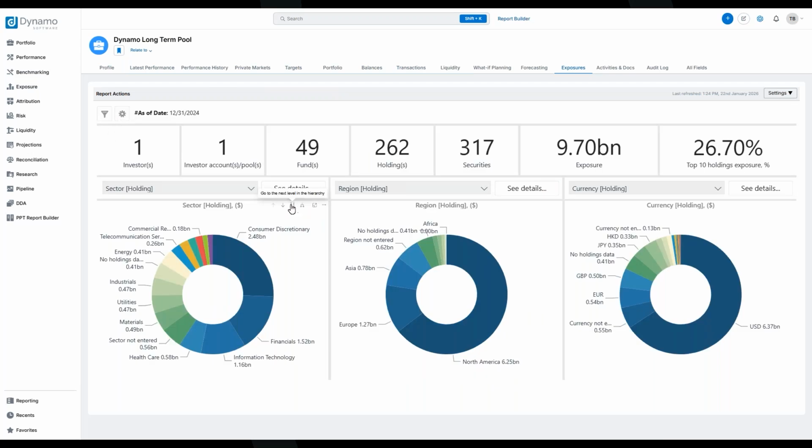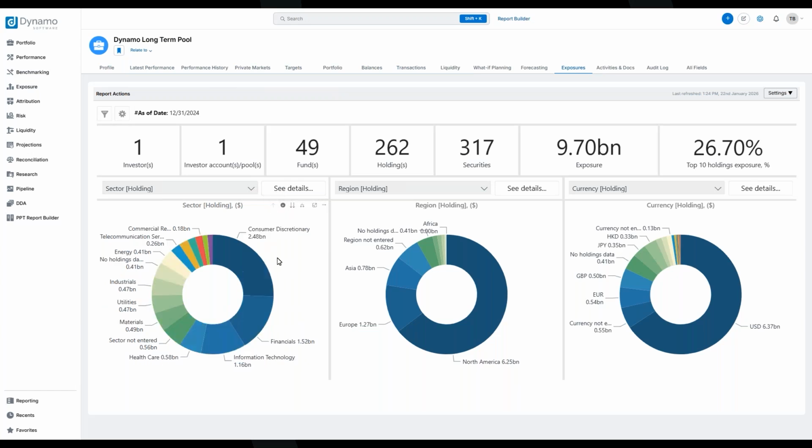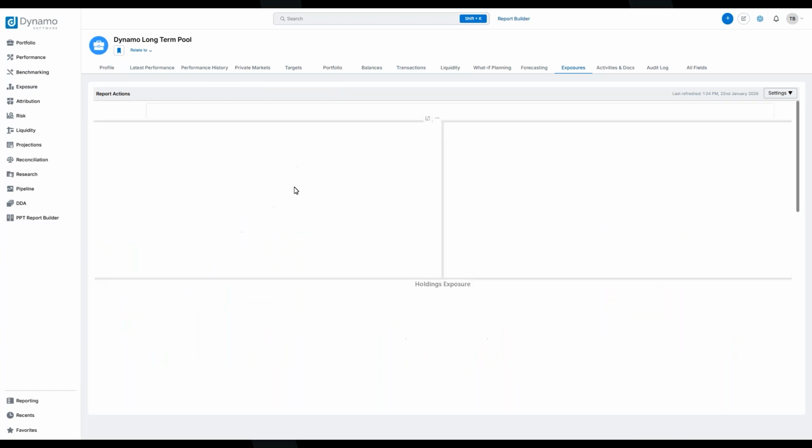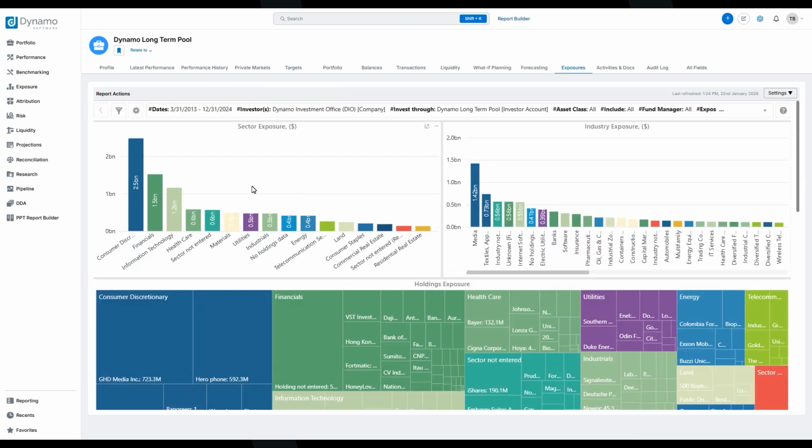So if I want to see the industries, I could actually come in here and click on this, and I can drill down to the details here, and I can always move back and forth between that. If I'd like more details, I can just click on See Details. And this will open up another report that now gives me more details.